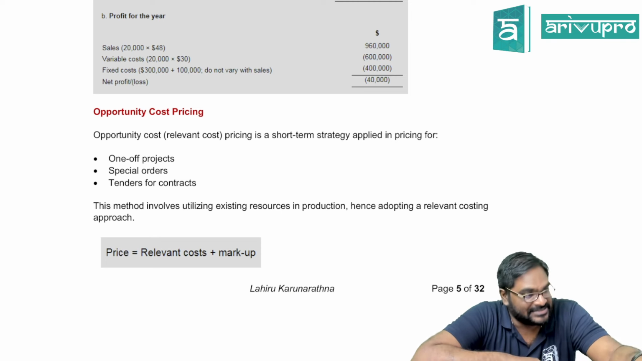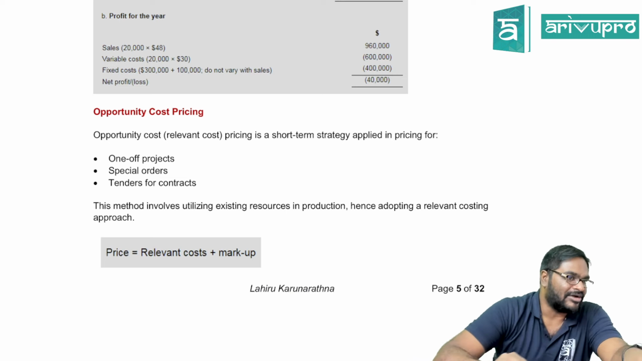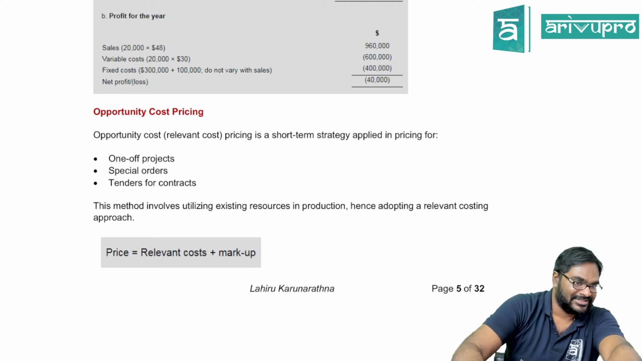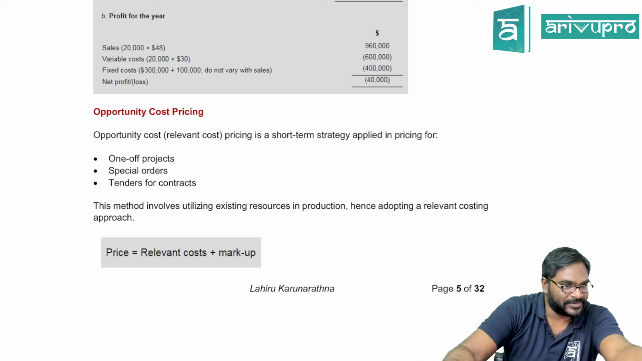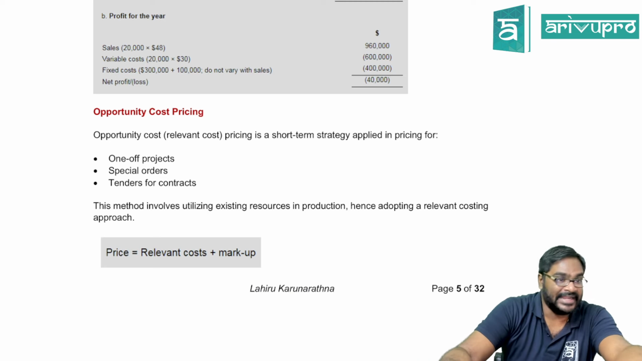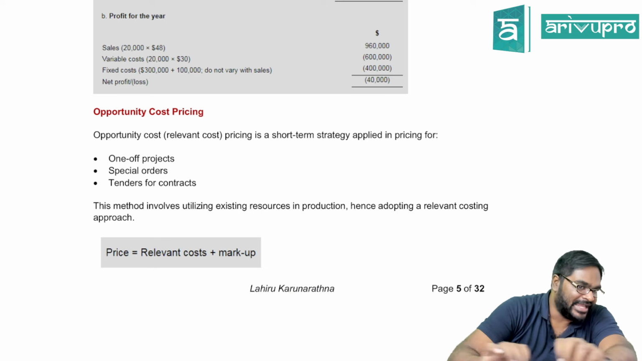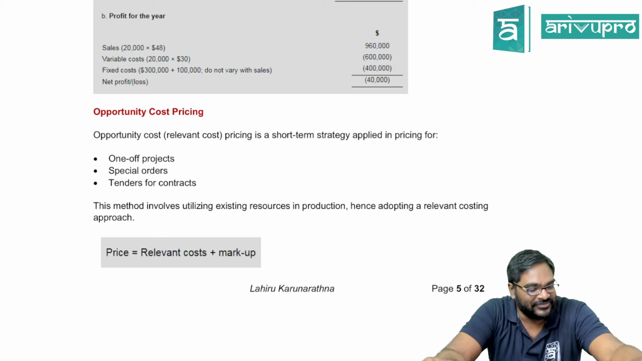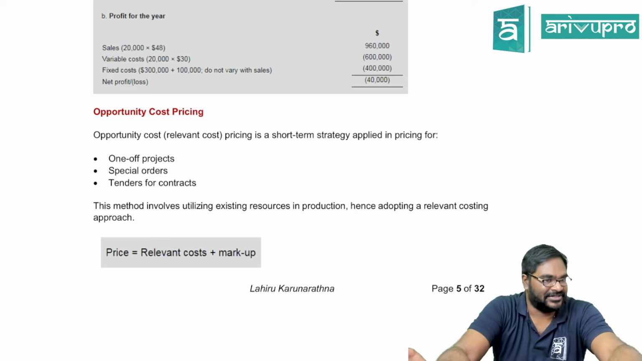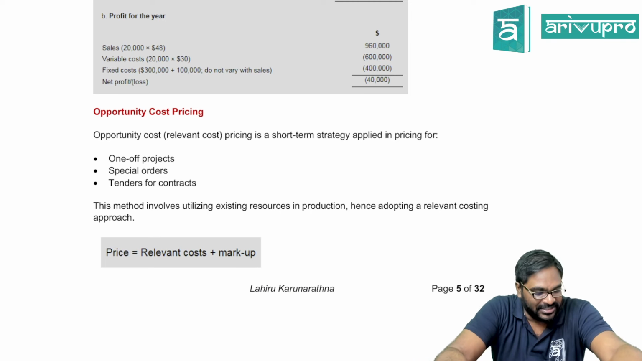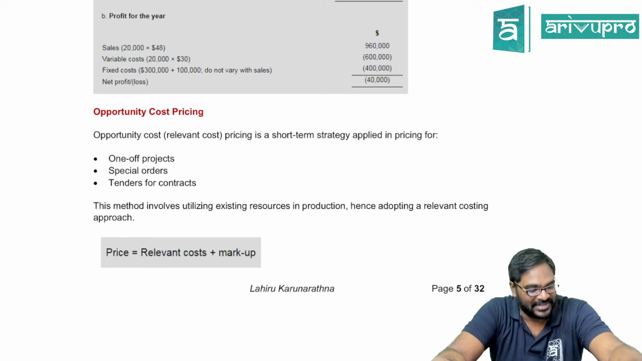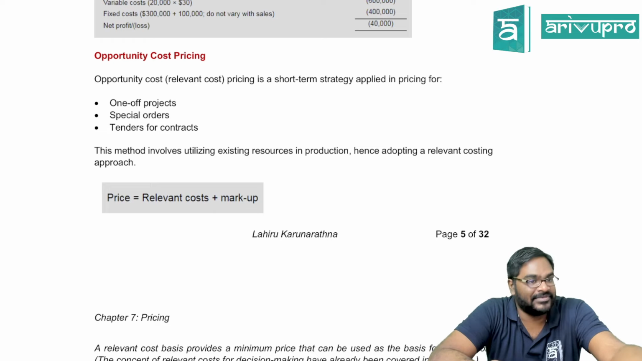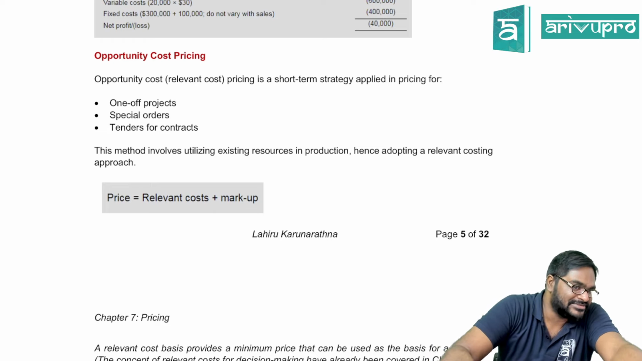So the same principles apply, but using opportunity cost in day-to-day pricing is going to be a little bit tough. This can be mainly used for one-off projects, special offers and tender quotations. For day-to-day pricing, this method is going to be a bit of a hazard. So we are mainly focusing on special projects, specific orders and tendering. What we are going to do is take the relevant cost and add a markup to that. Are we good?